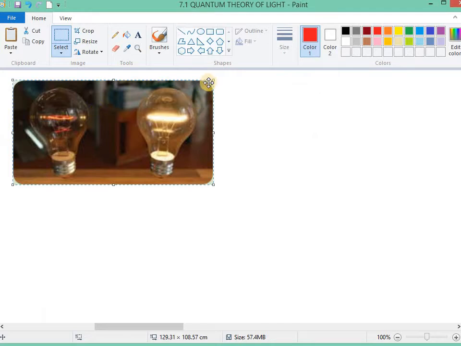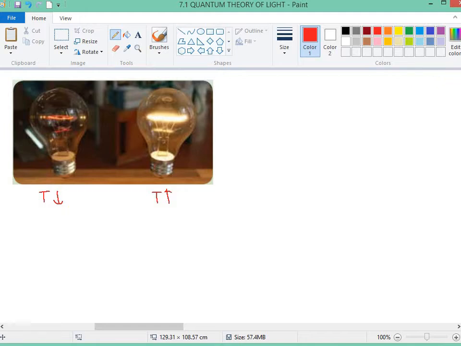Very hot object, for example, this bulb. Okay, we compare these two bulbs. The bulb on the left will have a lower temperature. The bulb on the right has a higher temperature compared to the bulb on the left.